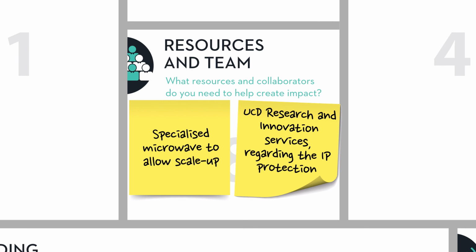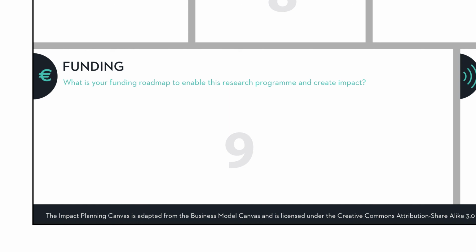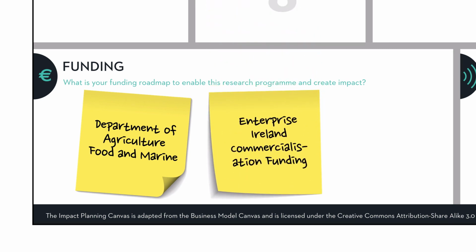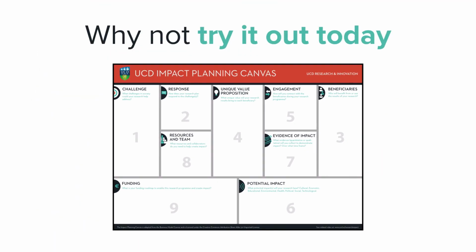And then we move to the final section, which is funding. The purpose of this section is to indicate what funding will be obtained in the longer term to support your research program. For our example project, options could be the Department of Agriculture, Food and Marine, or Enterprise Ireland commercialisation funding. So, that is the impact canvas.